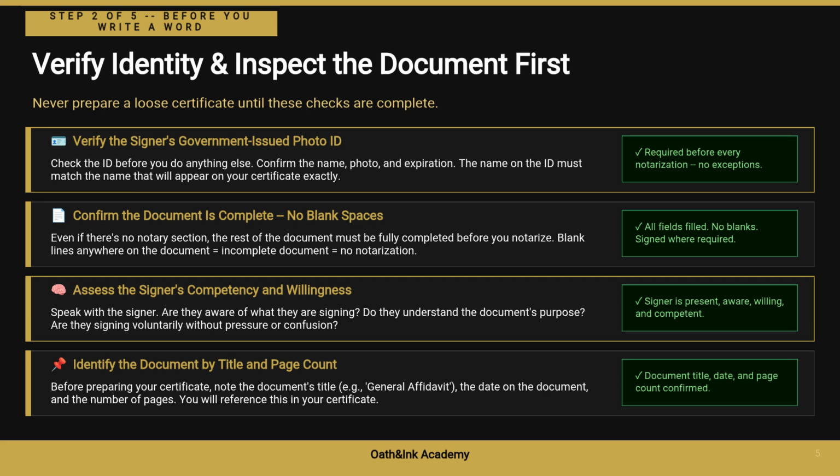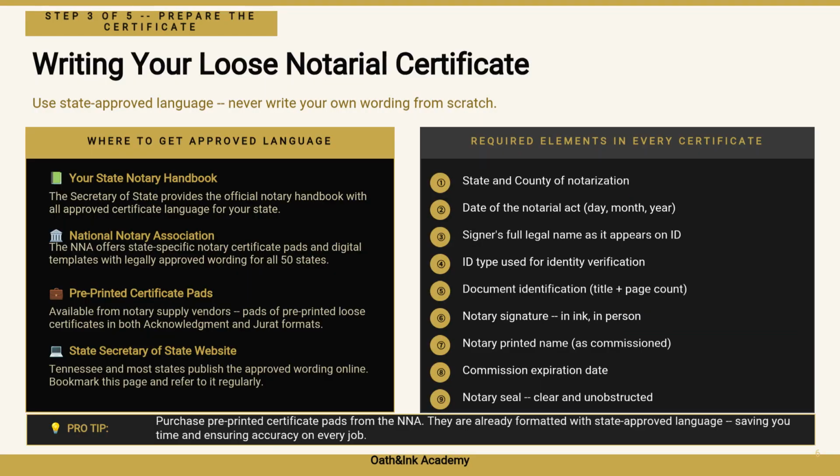Write down the document's title, the date on the document, and its page count before you prepare the loose certificate. You'll need these details to properly identify the document in your certificate language, which is what legally ties your certificate to that specific document.